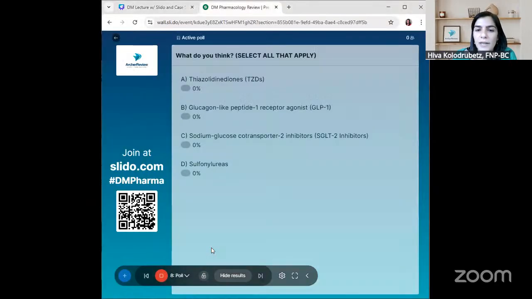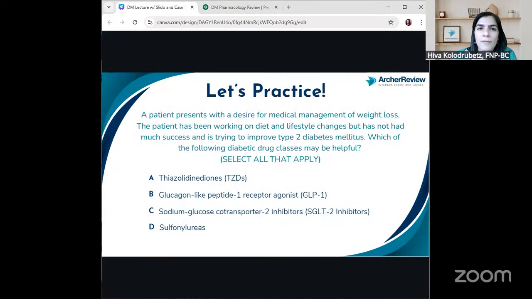And this one we're going to read together because it was a little bit too long for my Slido poll. We're going to read it together, and the poll is open for those of you who read a little bit faster, and you can go ahead and answer in the poll. A patient presents with a desire for medical management of weight loss. The patient has been working on diet and lifestyle changes, but has not had much success in trying to improve type 2 diabetes. Which of the following diabetic drug classes may be helpful? Select all that apply. Are we A, B, C, or D?